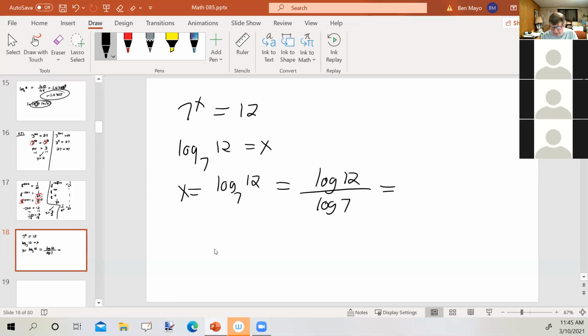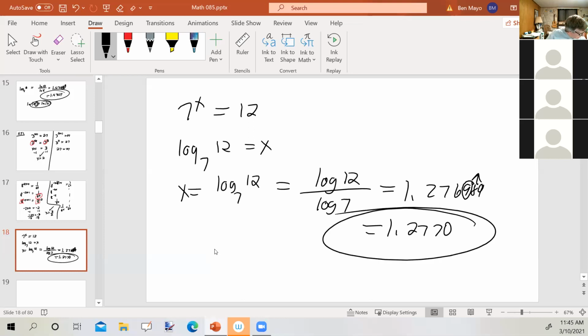I will then punch that into the calculator. And let's see, log of 12, close it up, divided by log of 7, close it up. I get 1.276989, et cetera, and it says approximate to 4 decimal places. That would be right here. The 8 would round up, so I'm going to get 1.2770.